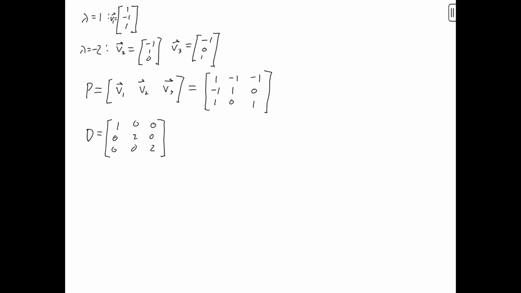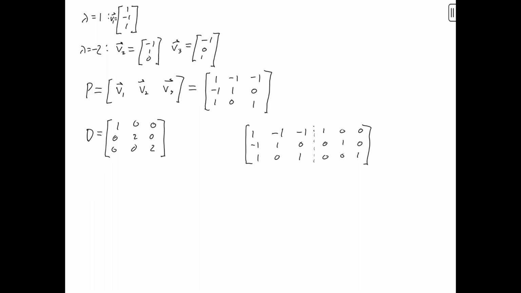And so now I have P and D. If I wanted to carry out the rest of the calculation, then I would just have to find P inverse. But to find P inverse, I take P. Let's write this a little bit smaller: 1, -1, -1; -1, 1, 0; 1, 0, 1. And I add on the identity matrix to the end of that, and then I'm going to just row reduce this.